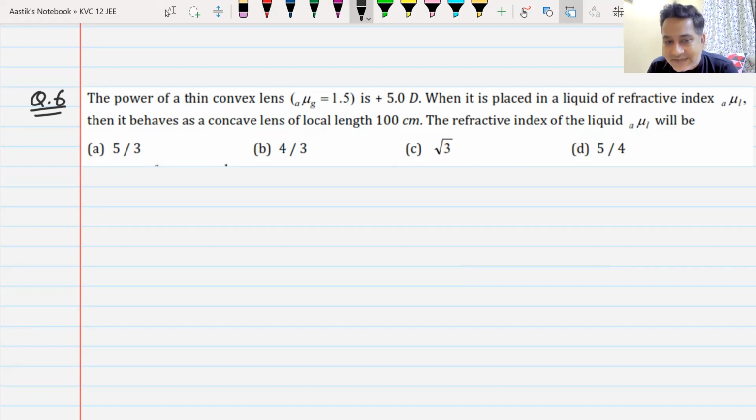When it is placed in a liquid of refractive index mu L, whatever, you can call it mu, then it behaves as a concave lens of focal length 100 centimeter. What is the refractive index of the liquid? I'll give you 2 minutes to solve this.